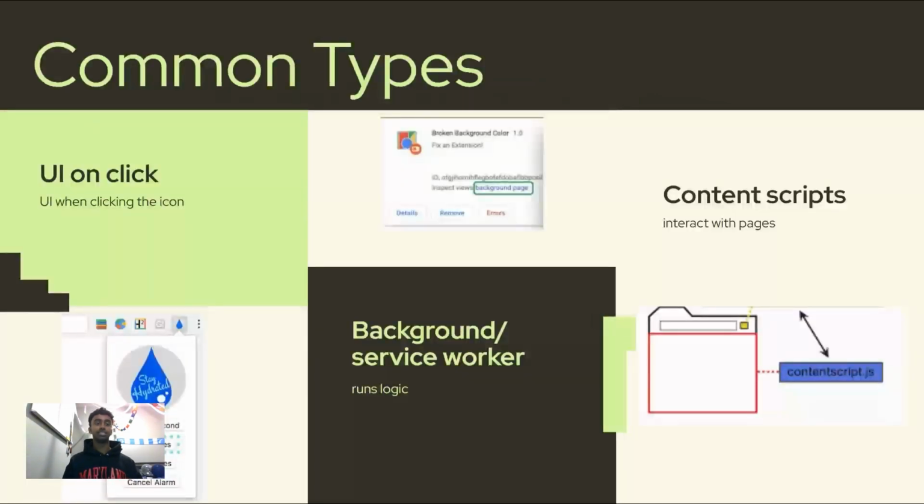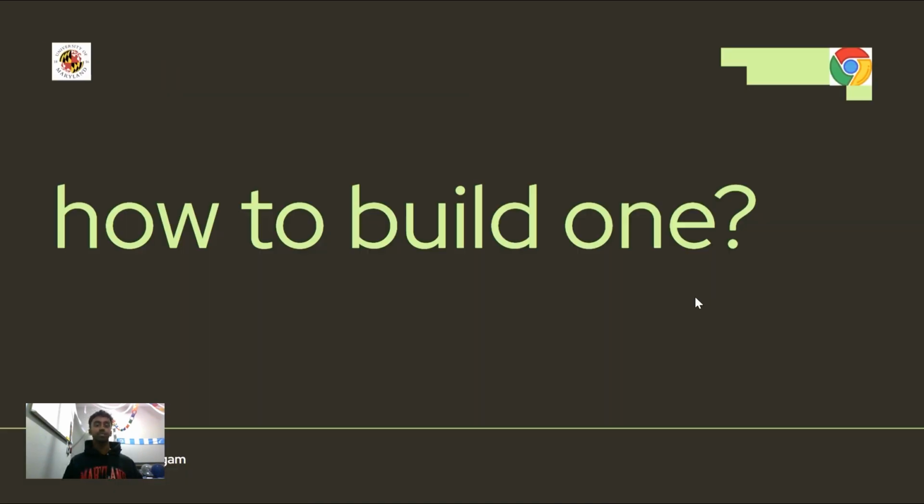Some common types of extensions include the UI on click. So when you click that toolbar of the extension icon in the top of your browser, that pop-up that shows up. We have the background or service worker that runs the logic and interacts with Chrome APIs for you. And we have content scripts. So like the changing of the background color, just code that runs in the context of the web page. Now that we've covered what an extension is, we'll get into how to actually build one.